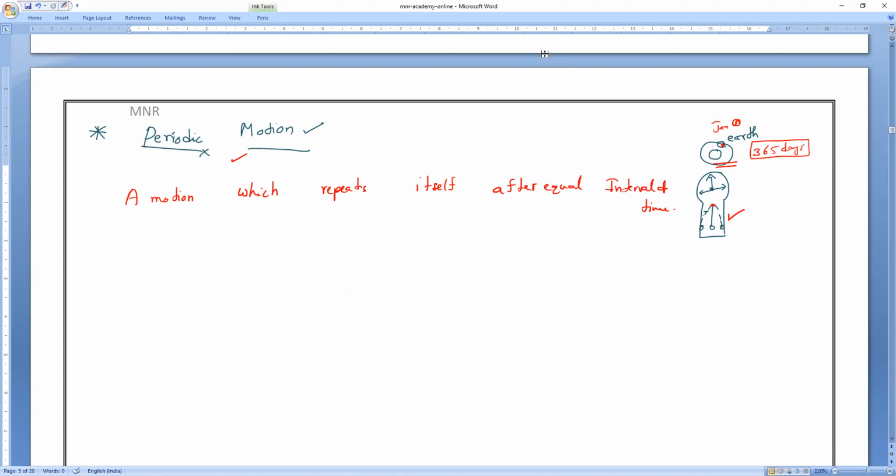Periodic. Okay, or else a swing. Yes, very good. So for example, if you take any kind of spring, and if a mass has been attached to it, of course, there is no air friction or something.